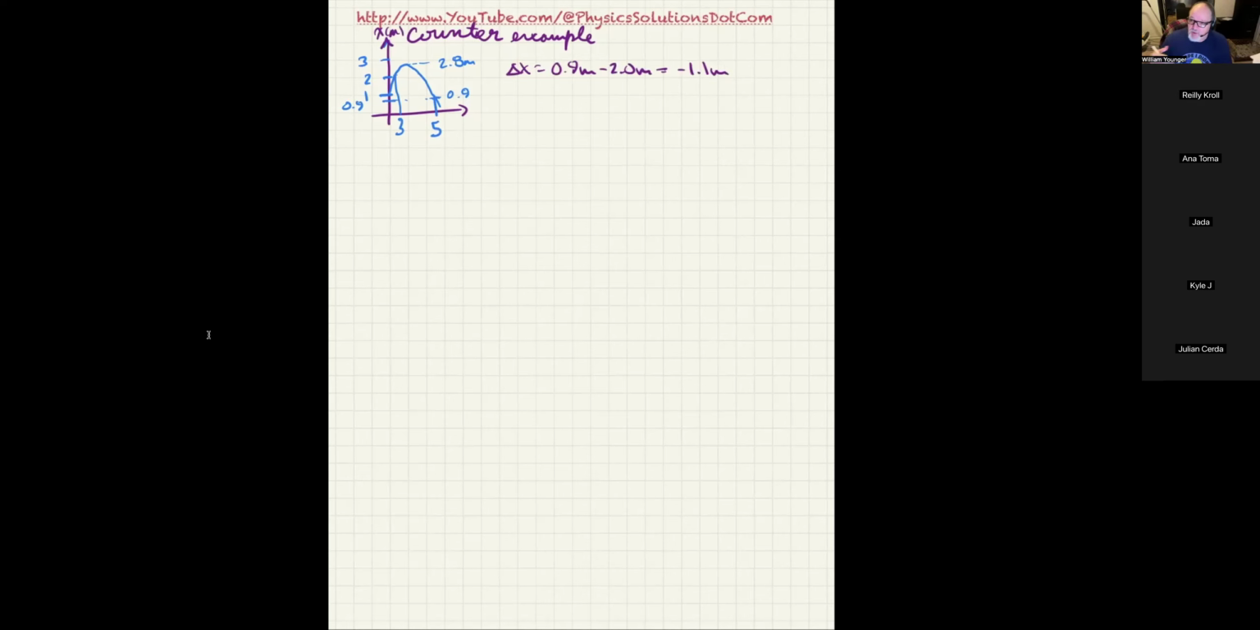But notice how if you tried to calculate the speed, you wouldn't know that that distance is bigger than 1.1. So that's what I mean by you have to actually plot the x as a function of t before you calculate the average speed or the average velocity, because displacement is very different from distance traveled.